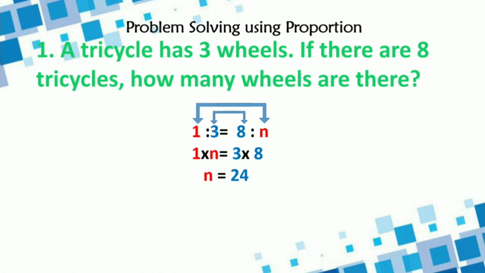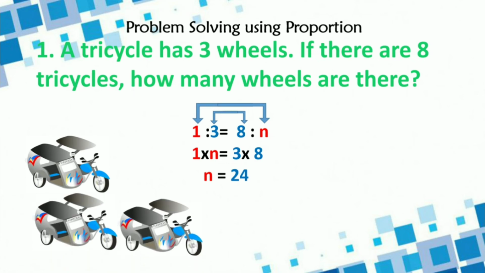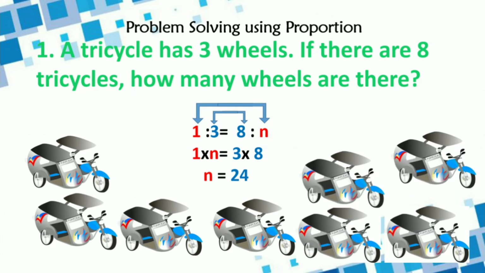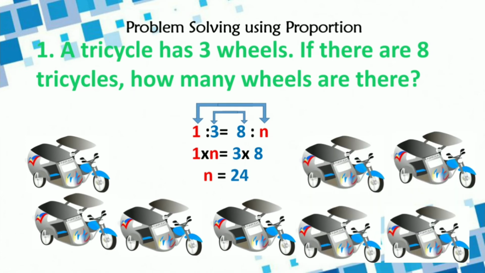Okay nga, so let's check nga. So, magkaroon tayo ng 8 tricycle here. So, we have, let's count it by 3. Okay, sa isang tricycle, meron tayong 3. Sa dalawang tricycle, 6. And then 9, 12, 15, 18, 21, and then 24. Okay, so we have how many tricycles here? We have 8 tricycles and then we have 24 wheels. Okay, so therefore our term, which is 24, is tama. Okay, so let's have another example.